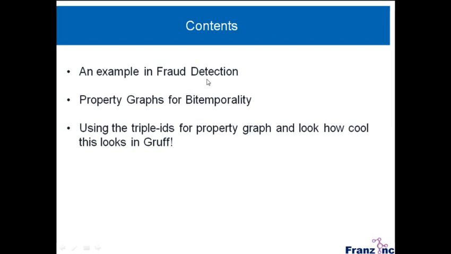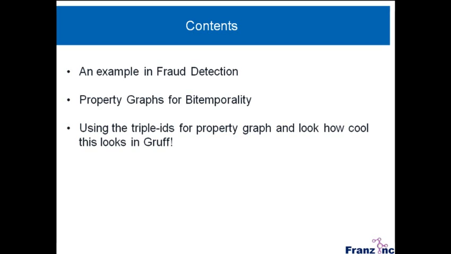First is fraud detection, and I've given this demo before, but I'll focus this time only on the property graph aspects. Then some people in the semantic community are looking at the phenomenon of bi-temporality. And again, bi-temporality can be solved in triple stores by using property graphs, or the 4th element of a triple. So I'm going to give a little bit of a demonstration or talk about that.